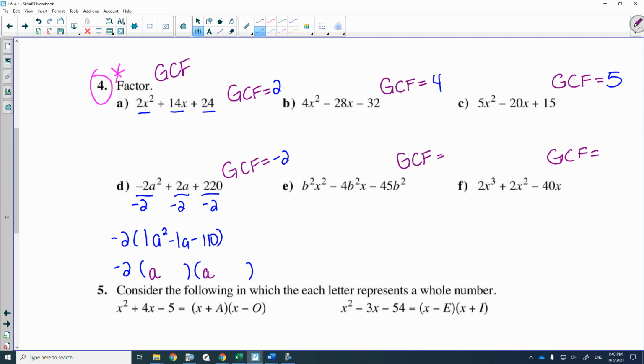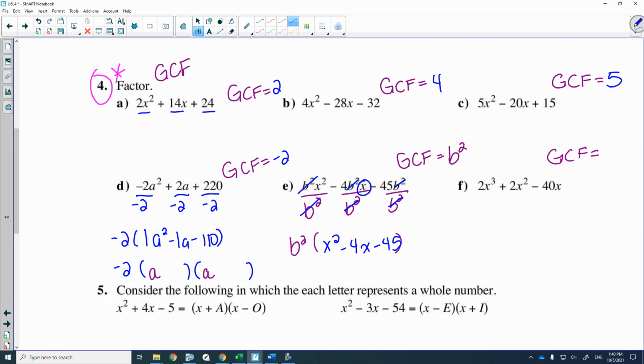Emerson, what is the GCF of E? Yes. So again, this is a nice easy one because if you put your B squared there, it's just going to keep canceling. B squared over B squared, B squared over B squared, B squared over B squared. What you're left with is x squared minus 4, there's an x there, minus 45.